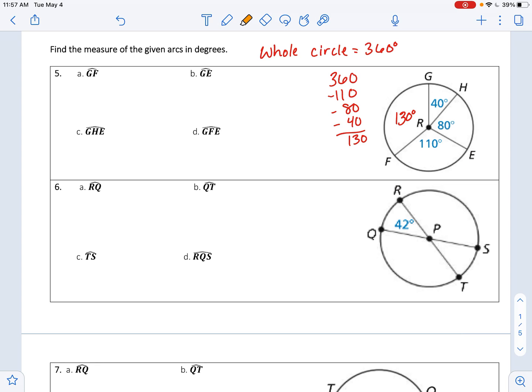And now what I can do is find all of my arc measures. So GF would be just 130. And if I was going to find one like GFE, that means I would go from G to F all the way to E, and I would add up all the numbers underneath that arc. So 130 and 110 together would make 240. I'll leave the other two for you to practice on, and we'll move on to our next two circles.